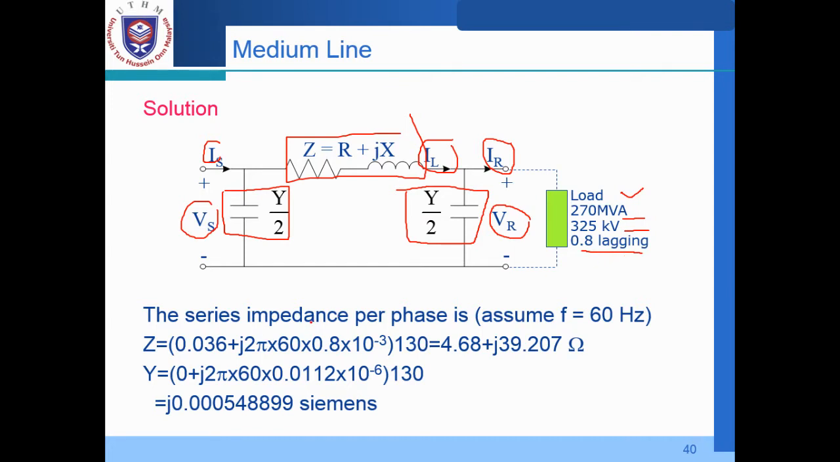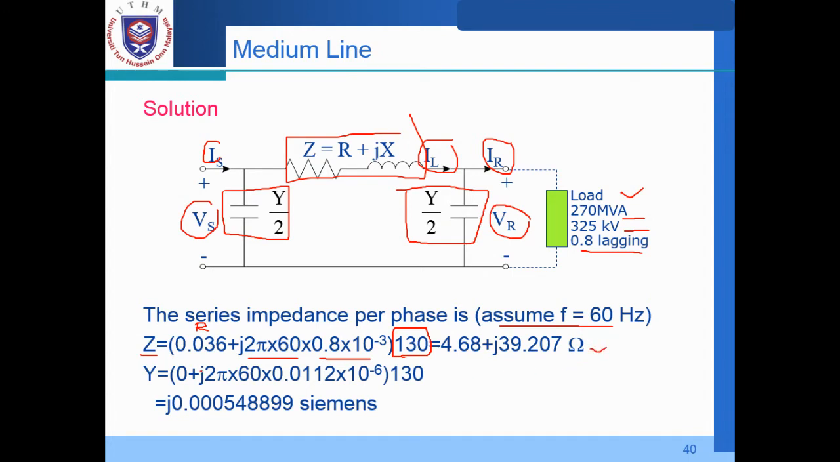So the series impedance: we assume f equal to 60 Hertz, so Z equal to 0.036, this is the R value, plus j2π f times L, and this is the value gained for the XL. So the inductance value 0.8 millihenry multiplied by 130, which is the distance or length of the transmission line. And then the final value of Z.